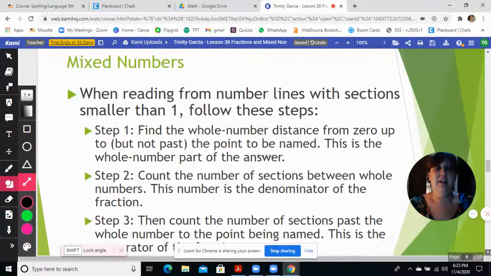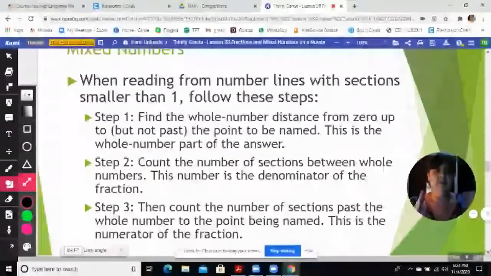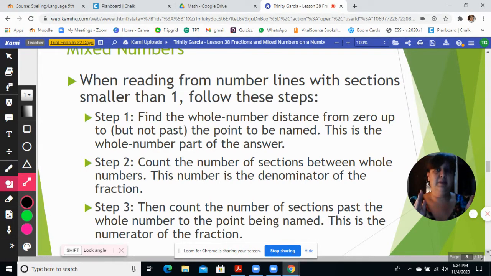When reading a number line with sections smaller than 1, you need to follow the following steps. Step 1, find the whole number distance from 0 up to, but not past, the point that is to be named. This is the whole number part of the answer. Okay, so if you were going to go up to 2, then you would stop at 2, but not past 2. So then 2 begins your answer, right? If you went past 2, then you would get to 3, and then 3 would be the beginning of your answer. But if we are just trying to find 2, then we would stop at 2.